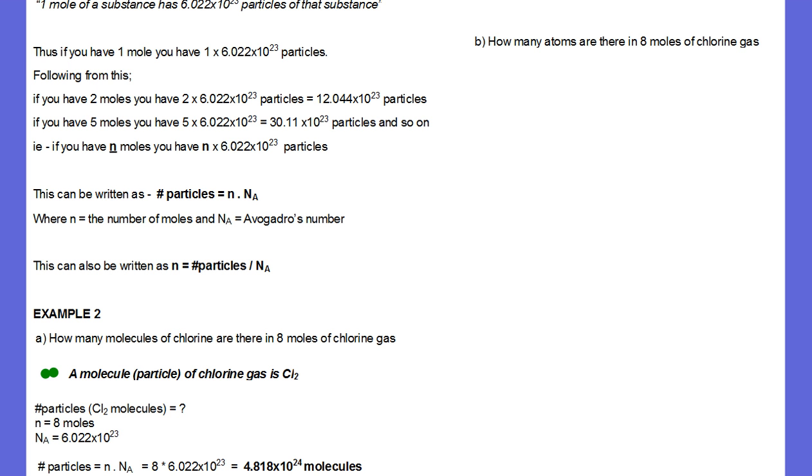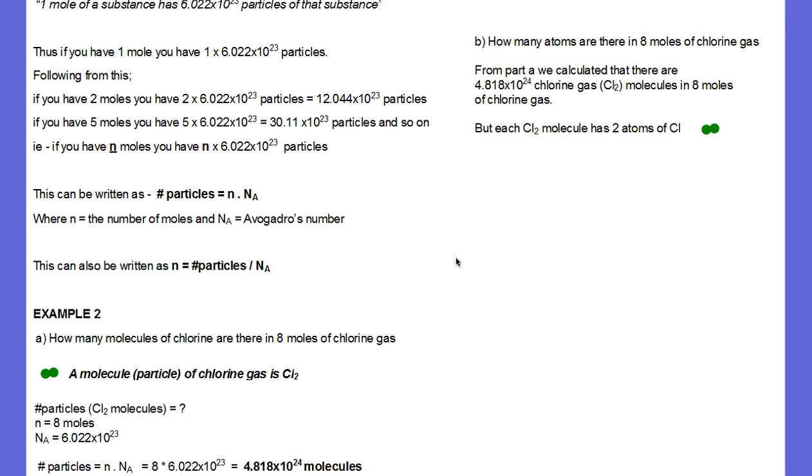Looking at example B, how many atoms are there in 8 moles of chlorine gas? Well, we just figured out how many molecules there are in 8 moles of chlorine gas, and this requires us to be doing a little bit of chemistry thinking. So from part A, we just calculated there's 4.818 by 10 to the 24 chlorine gas molecules in 8 moles of chlorine gas. But that's not what the question's asking us. It doesn't say how many molecules there are in 8 moles, it's asking us how many atoms there are in 8 moles of chlorine gas.